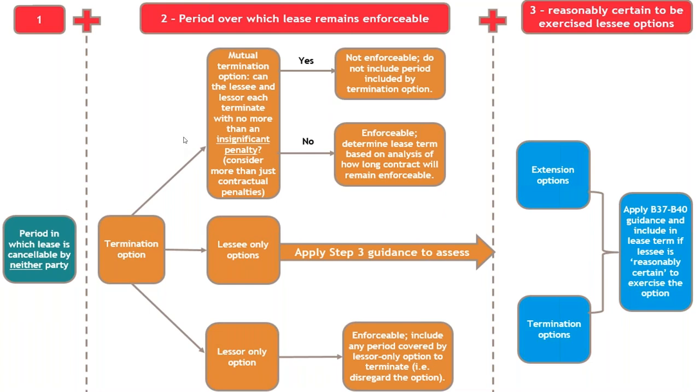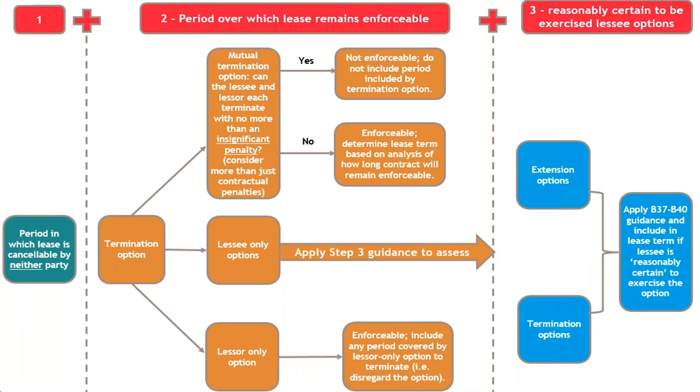So really, when we look at termination options, there are three types. It could be both, only the lessor, or only the lessee. And depending on who has the termination option really leads you to the analysis you need to make. And this is really complex.